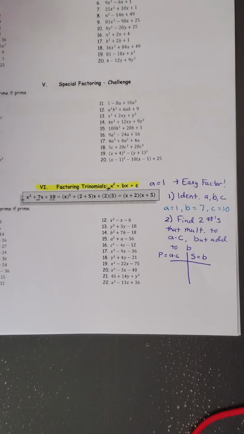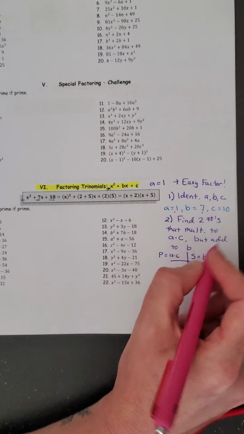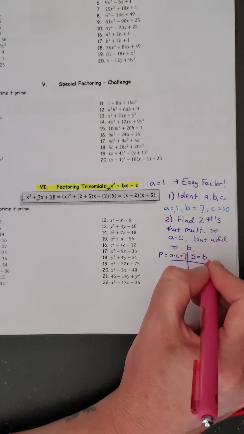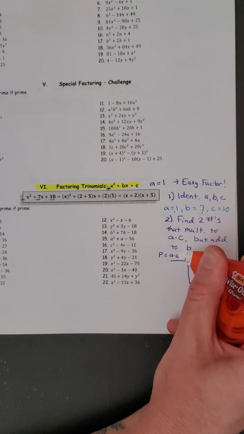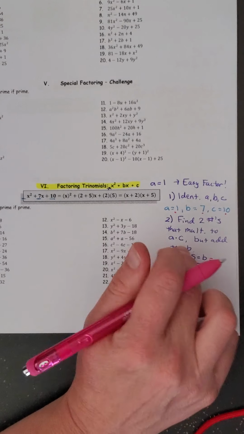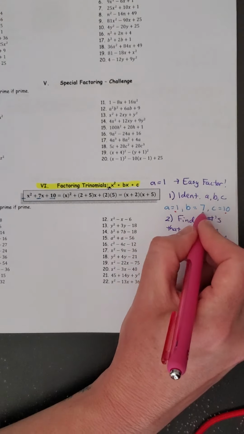And in this case, A is 1 and C is 7. So 1 times 7 is 7. They have to multiply to 7 and add to B. I'm sorry, A times C. I just did that wrong. I apologize. A is 1 and C is 10. So 1 times 10 is 10. But they have to add to B, and B is 7.